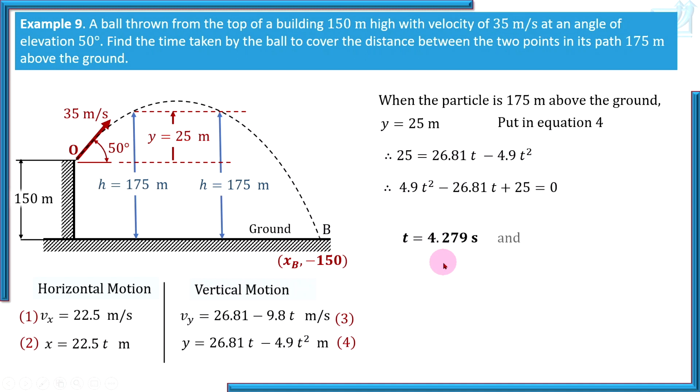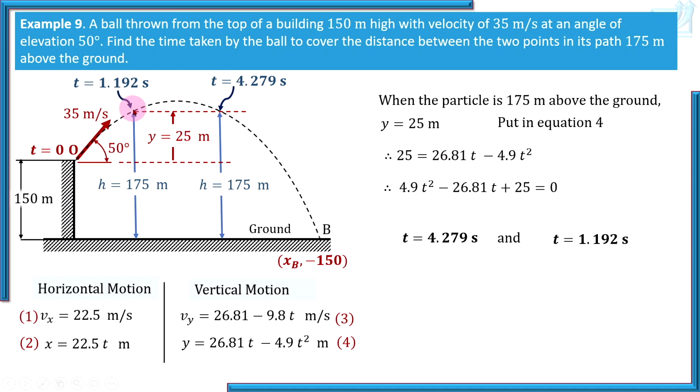Solve it and you have found these two answers. Both are positive. Do you mean that the particle is at a height of 175 meters twice? Yes. It is a parabolic path, so twice the particle is at the same height. So visualize. At t equal to 0, motion starts. At t equal to 1.192, the particle is at the first position, which is 175 meters above the ground. And at t equal to 4.279, the particle is in the second position, which is 175 meters above the ground.